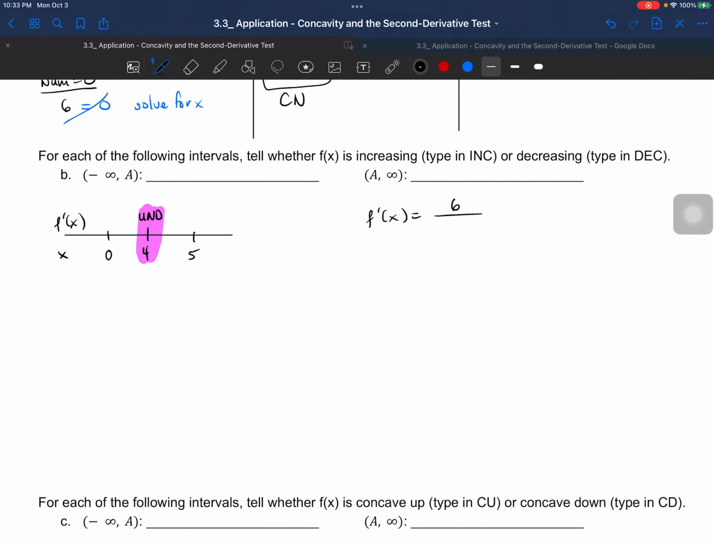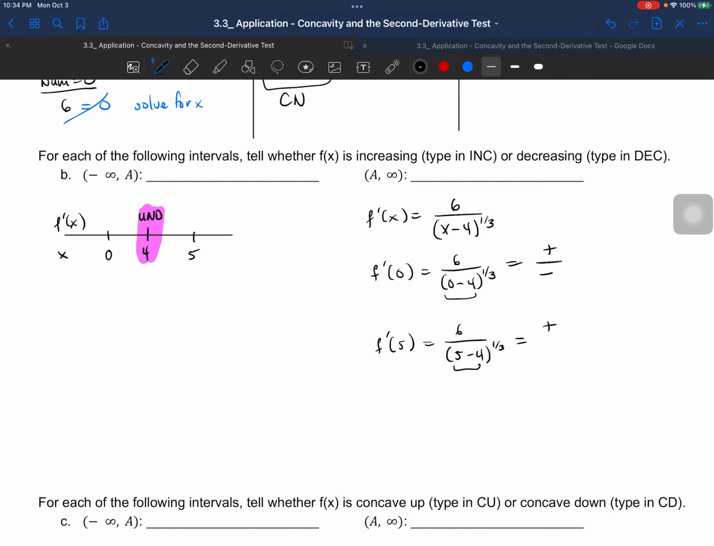So let's take the derivative. We know it's going to be what, 6 over x minus 4 to the 1/3, and we're gonna plug in 0. That should be easy to determine. And we're gonna plug in 5. And again, we're only looking for whether this is positive or negative. All right, so 6, we know it's positive, right? 0 minus 4 is negative, raised to the 1/3 is going to be negative, right?